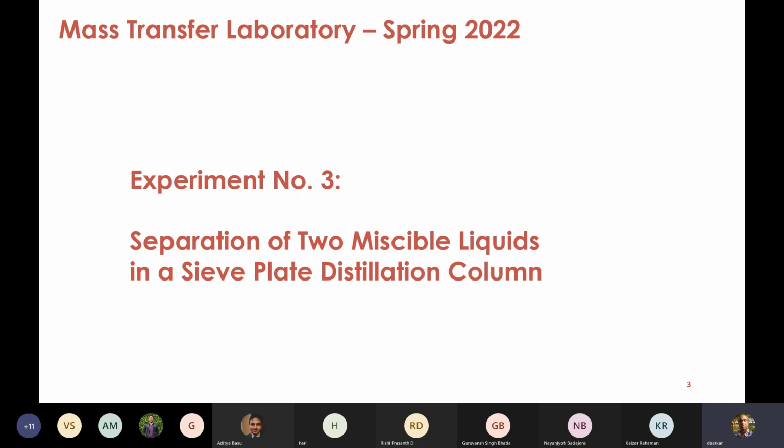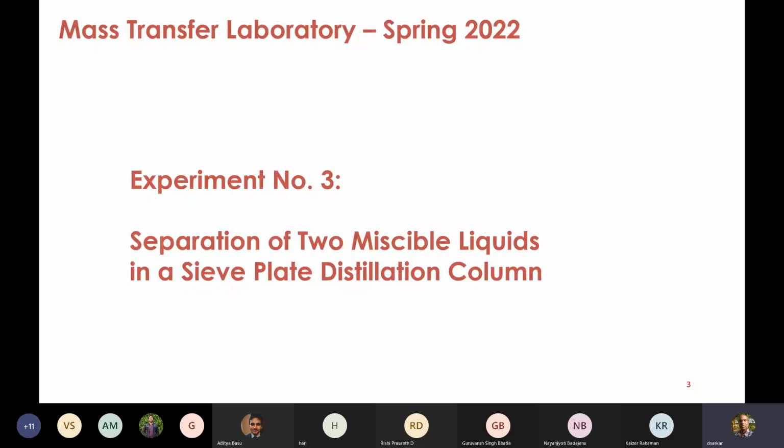Okay. So today, what we'll be doing is separation of two miscible liquids in a sieve plate distillation column. The last lab was on batch distillation, so this one is on continuous distillation. Okay, and there is one more difference. Here you will be doing separation of a binary mixture in a multi-stage sieve plate distillation column.